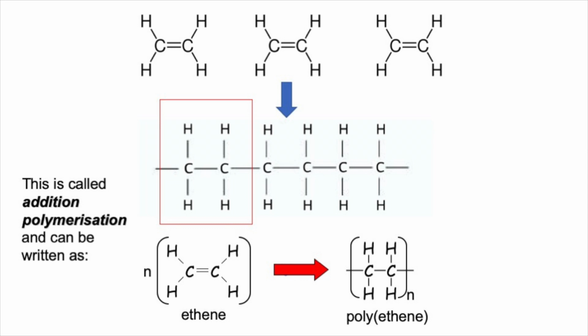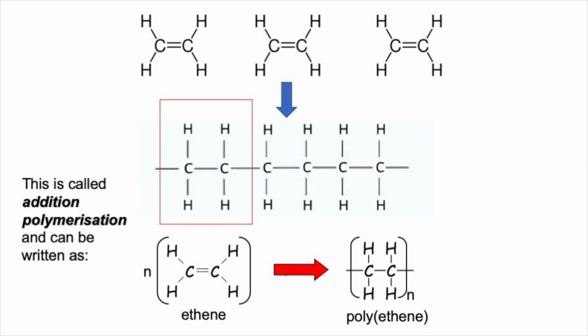Now the repeating unit is C2H4, and N tells you the degree of polymerization. It tells you how many times that repeating unit is repeated. It tells you how long the polymer chain is. As I've said previously in this video, polymer chains can be incredibly long, and sometimes repeating units are repeated hundreds of thousands of times.